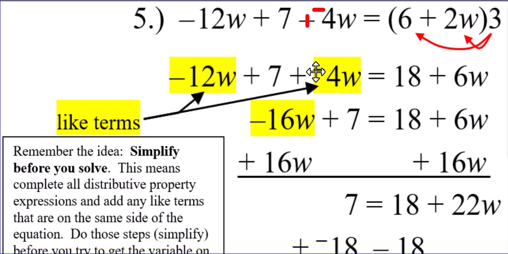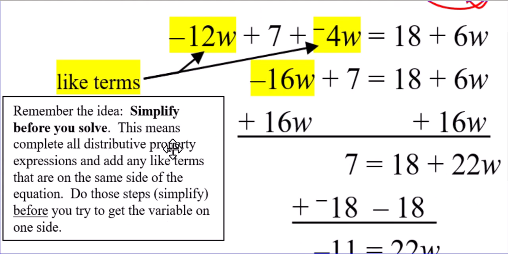But check this out. The left side had like terms both on the left side of the equal sign. Notice I didn't highlight the 6w. The 6w is on the other side of the equal sign. So I'm just looking for like terms that are both on the same side. And that's what I had here. Negative 12w, negative 4w. You can add them together and get negative 16w. So this is the idea.